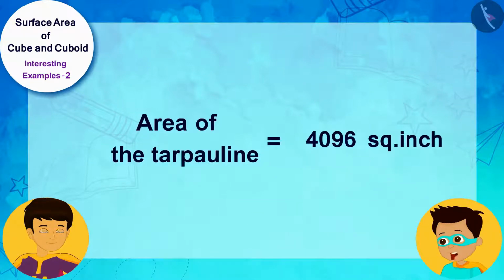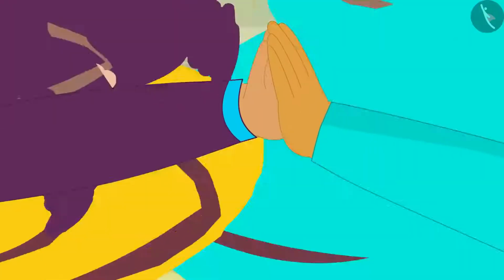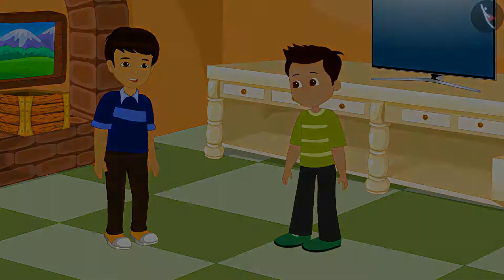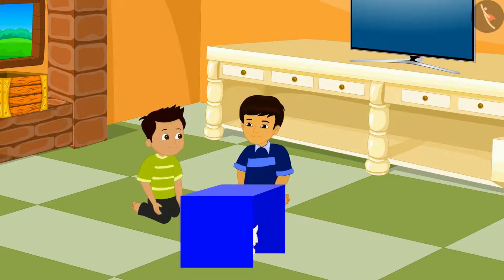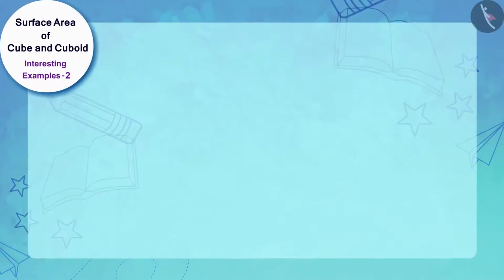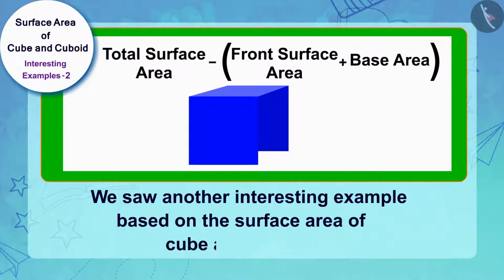Let us quickly return to our world. We also have to make the structure for your dog's house. Both the friends together made a nice structure for Thomas's doghouse with tarpaulin. Friends, in this video, we saw another interesting example based on the surface area of cube and cuboid. So hopefully, by now you will have a good understanding of the surface area of cube and cuboid.